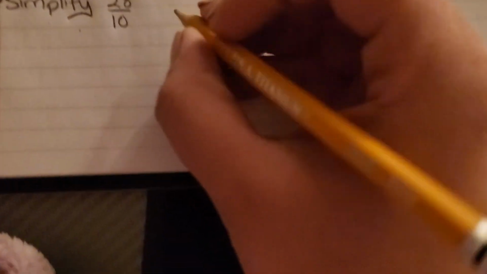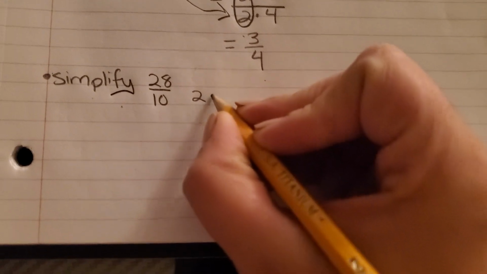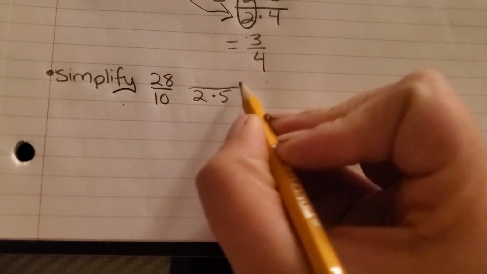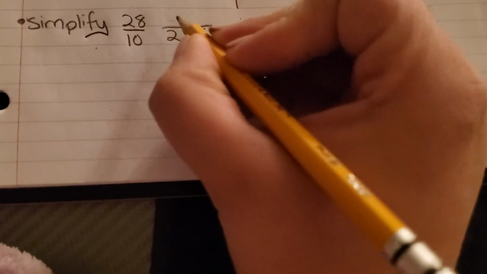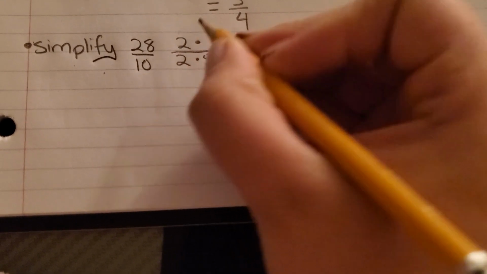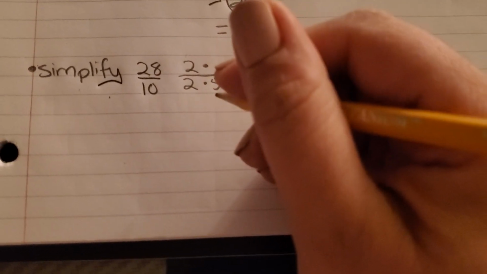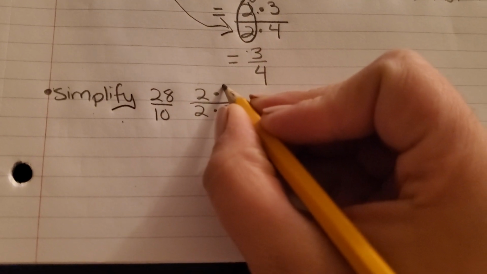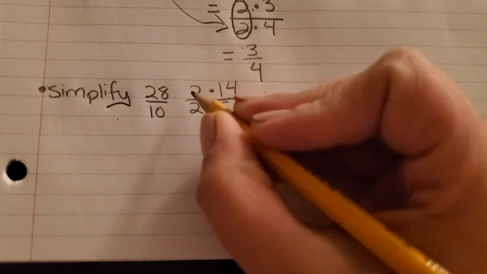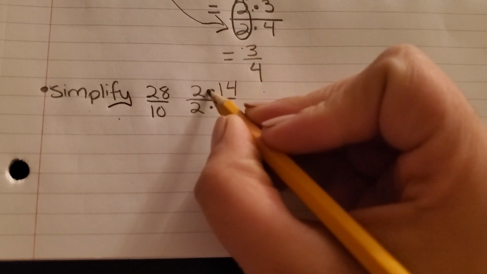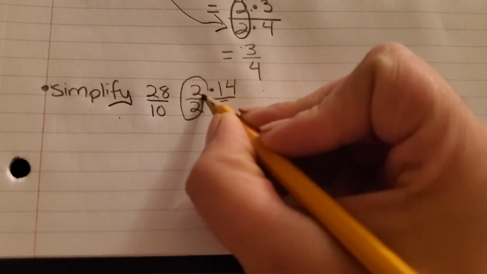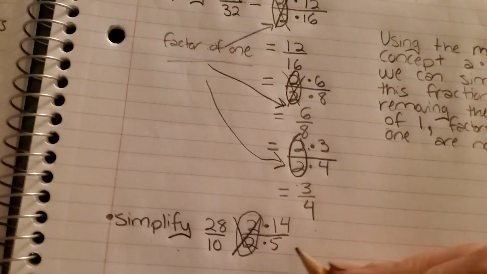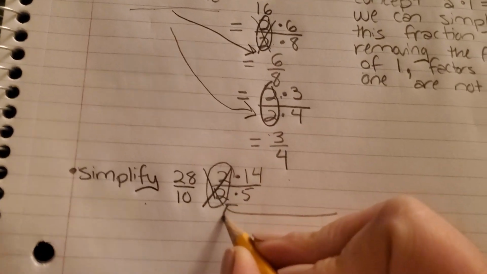If we said 10 is 2, sorry guys, times 5, and we said 28 is, forgive my terrible brain math, 2 times 14. Then we have here our factor of 1 we can pull out, right? Removing the unnecessary factors of 1. So I'm going to annotate that. So that's what he's asking us to do.